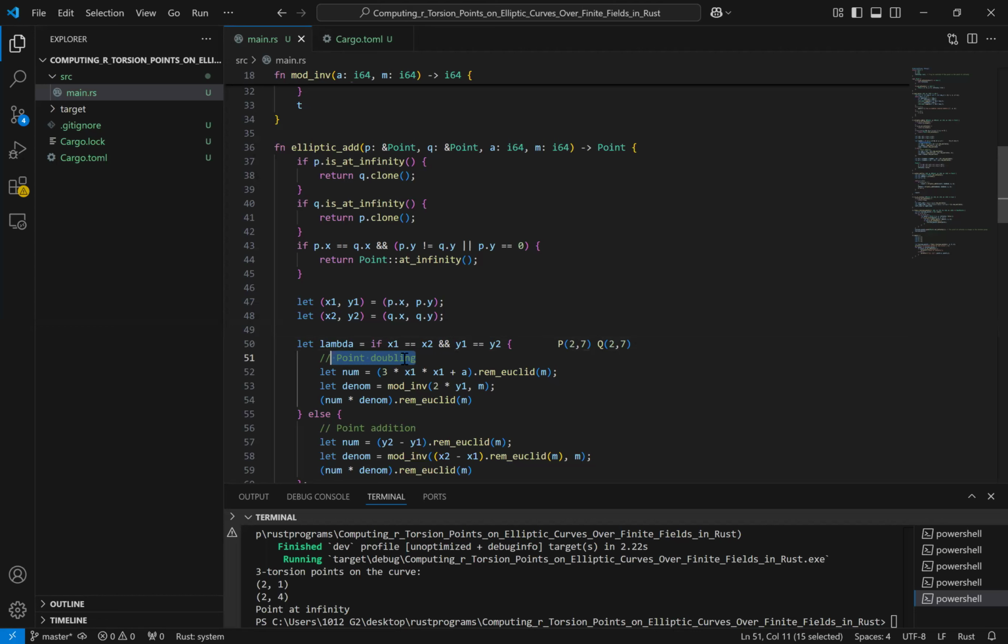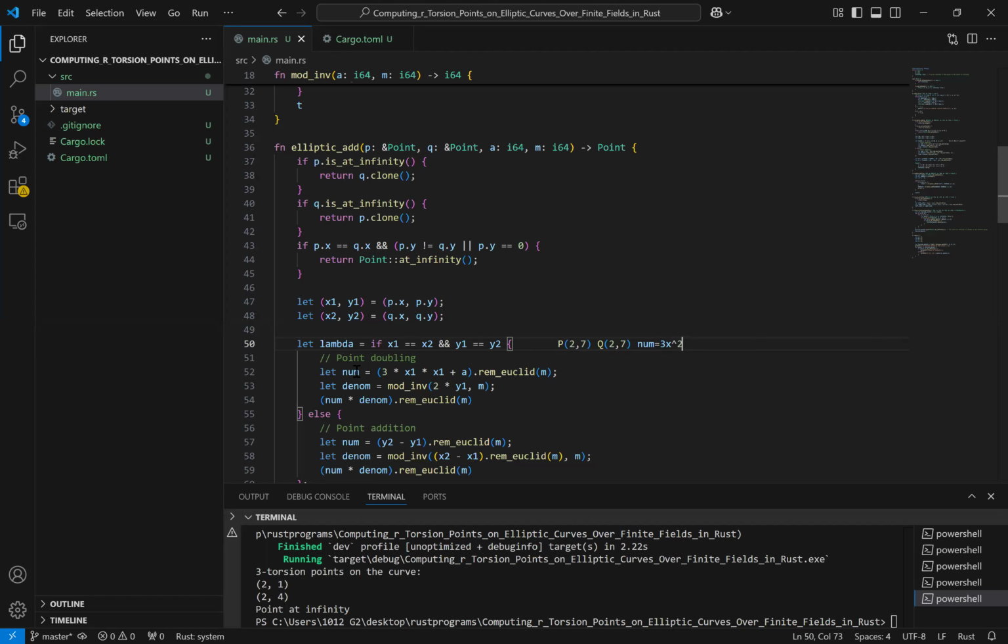And to double it, you find there's what I've called a number here. I've defined it as num. Of course, it might not necessarily be the gradient, but I've said let the num be 3 multiplied by x1 square. And that is our formula we've been using, 3 multiplied by x1 square. And then you reduce it mod m.